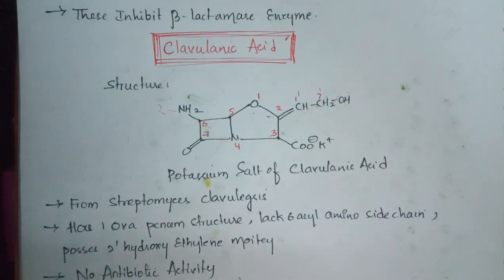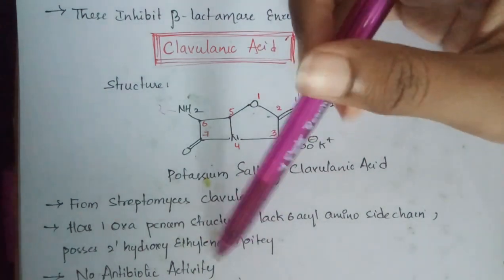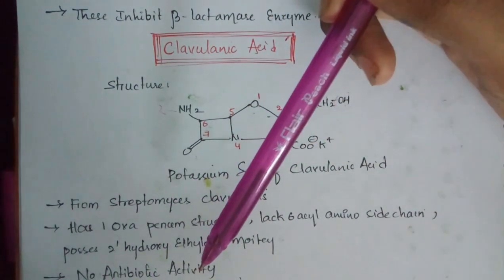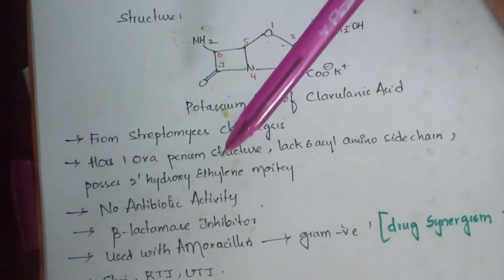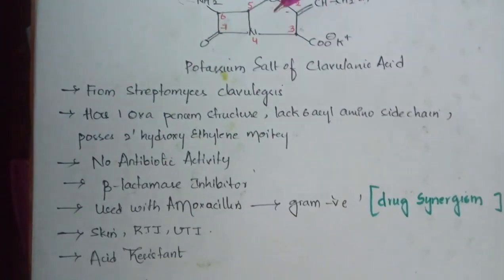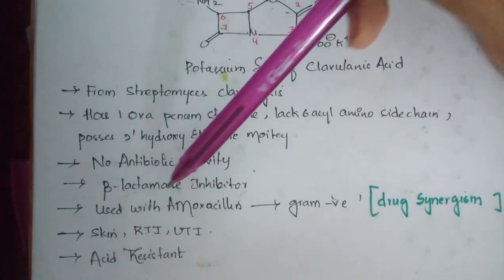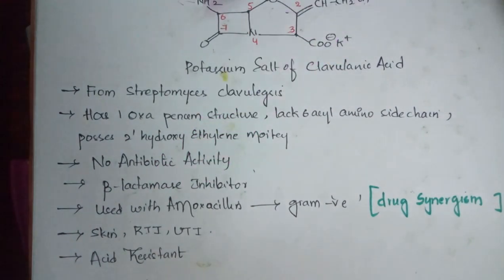It doesn't have any antibacterial, or you can also say antibiotic, activity, which can be seen in penicillin, amoxicillin, and previously discussed antibiotics, but it is acting as a beta-lactamase inhibitor. It is not having any antibiotic activity, but it is a good beta-lactamase inhibitor. So it is only used to inhibit the beta-lactamase enzyme.